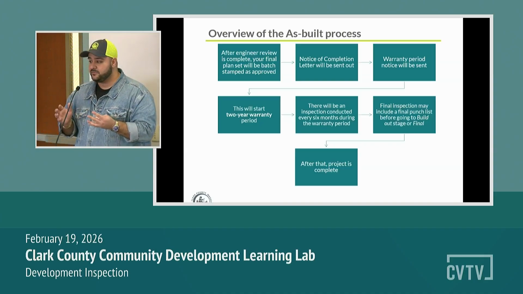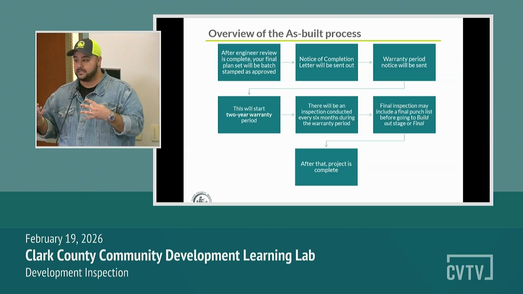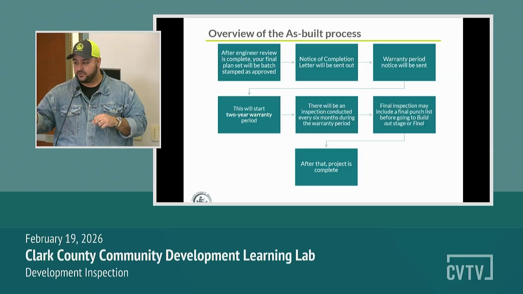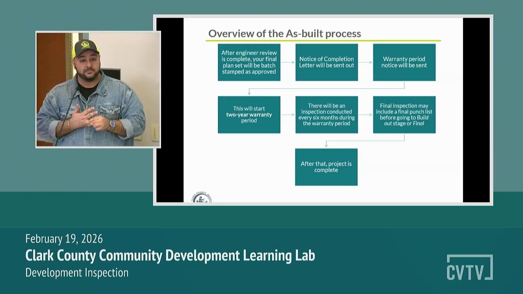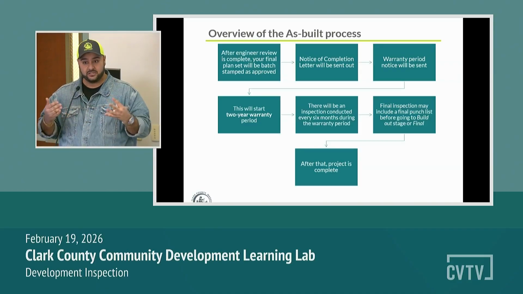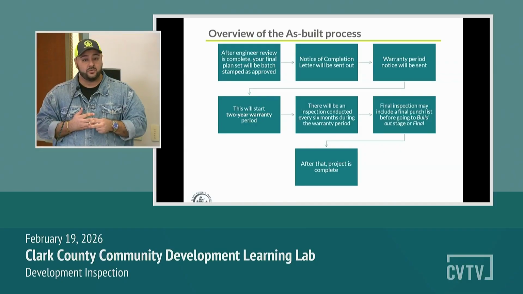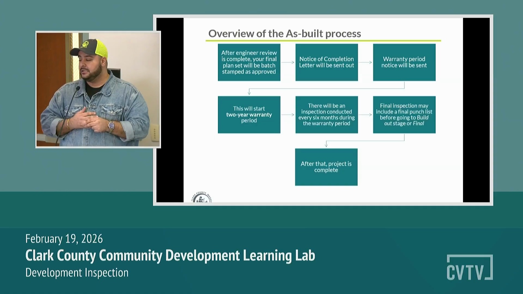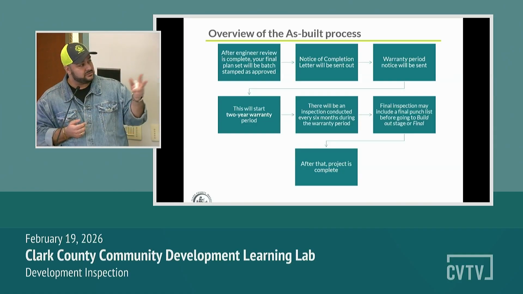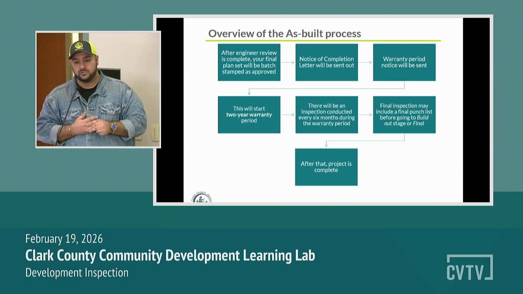So this is just a bit of an overview kind of from the beginning to end. After the engineering review, your final plan set will be batch stamped and approved. After we're completely done, a notice of completion letter will be sent out. As I mentioned, that's officially things are done. The warranty period, a notice will be sent, and that's when we will start the 2-year mark. It'll start the 2-year warranty period. There will be an inspection conducted every 6 months during the warranty. So it's just a simple overview of what you guys should expect.